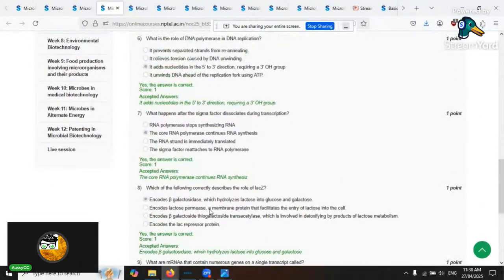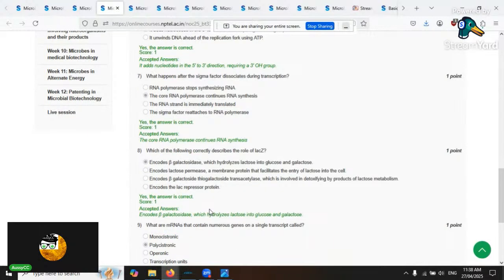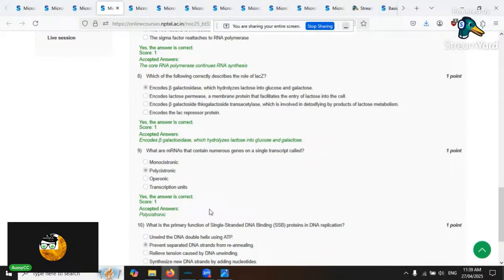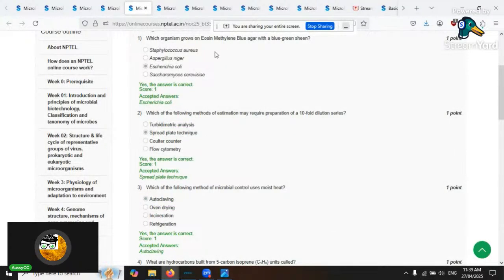What are mRNA that contain numerous genes in a single transcript called? Polycistronic. What's the primary function of the single-stranded DNA binding SSB proteins in DNA replication? To prevent separate DNA strands from re-annealing. What organism grows on the eosin methylene blue agar with blue-green sheen? E. coli.